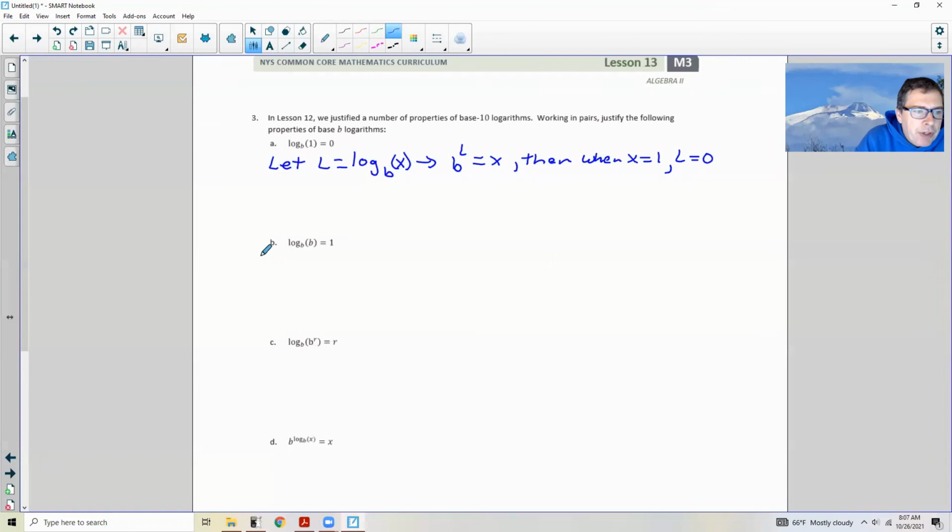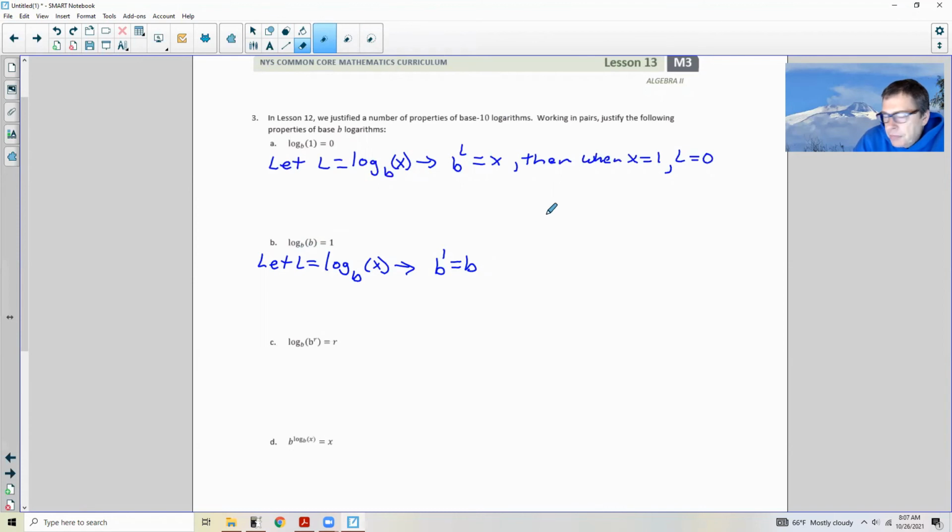Okay, so part B, again, we're going to let L equal log base b of x, and that's going to mean that b to the power of 1 equals b. Well, I'm substituting it in first, so I'm skipping a step there. That's why I paused. I apologize. So we're writing this log base b of L therefore equals x. So then when x equals b, L equals 1. In other words, whatever the base is, if this equals the same thing, then it's got to be the power of 1. Okay, got it.